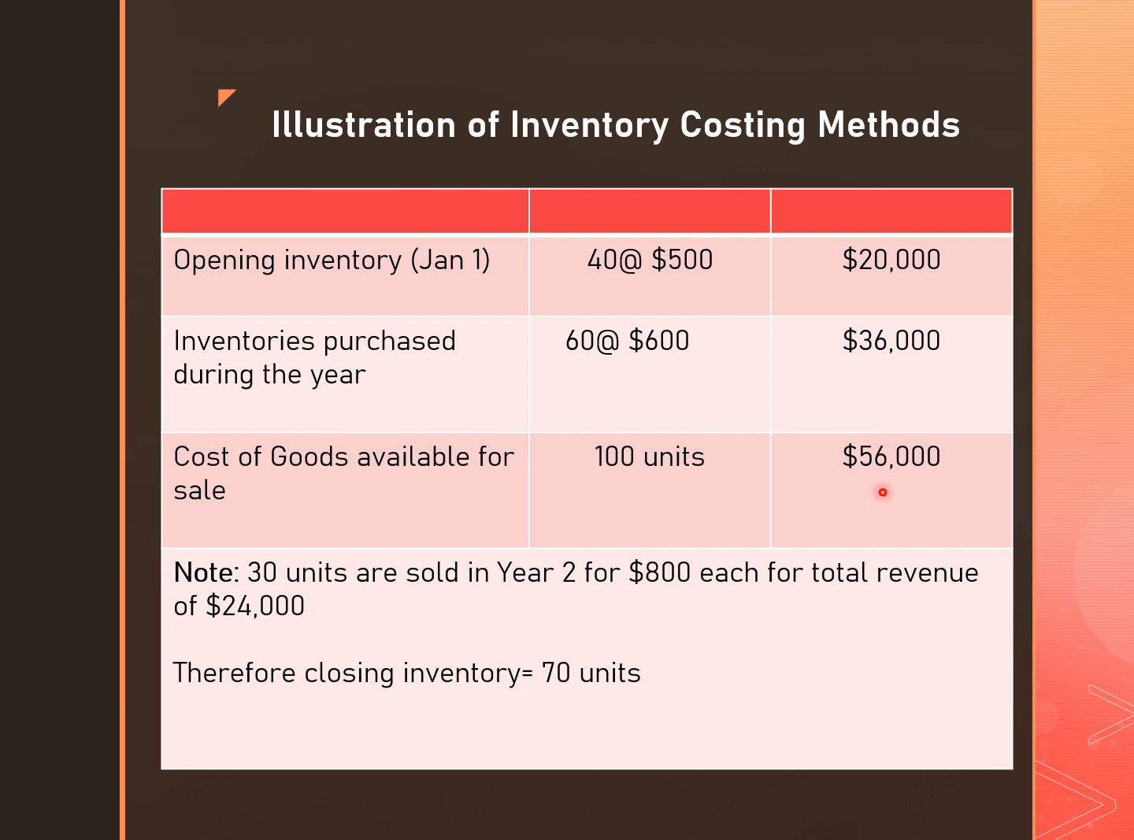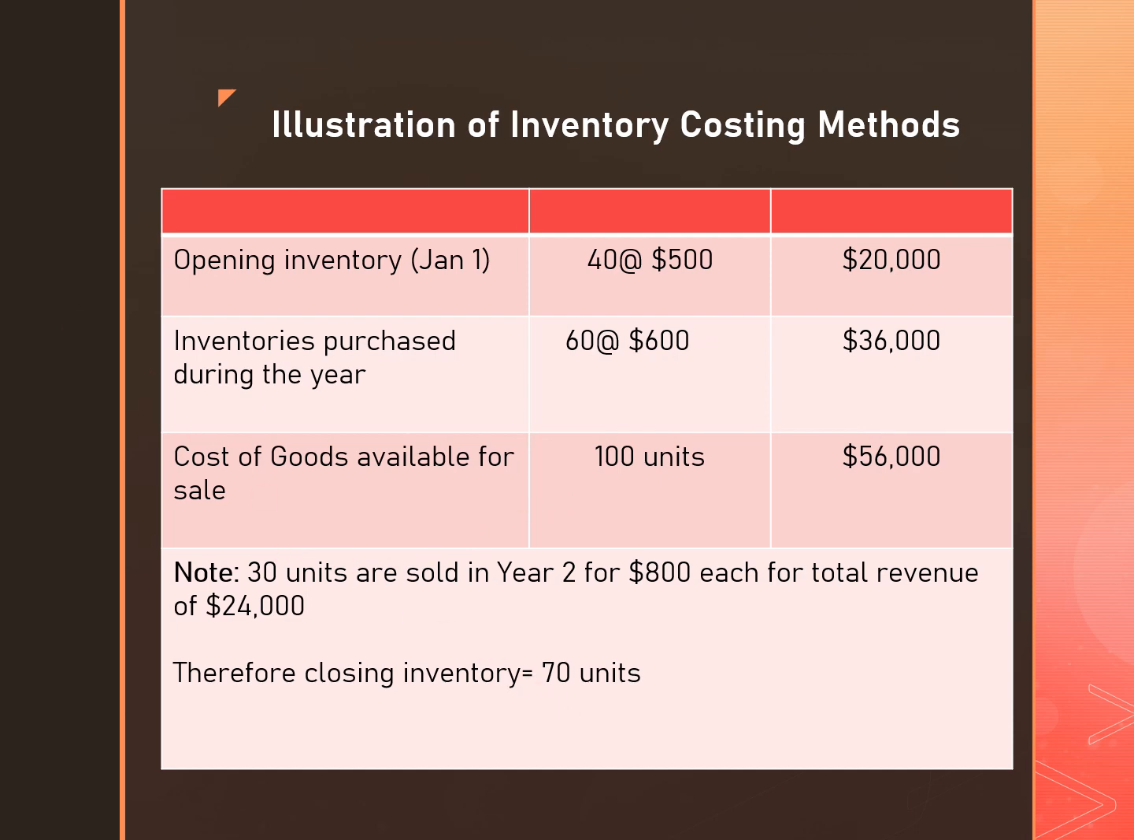So, total ni adalah 20 campur 36. Dapat 56. So, note dekat sini dia kata dia jual 30 units are sold in year 2 for 800 each for the total revenue of 24,000. So, dia jual 30 unit dengan nilai 800 satu unit. So, dapatlah 24,000. So, therefore, you tahulah closing inventory dia ada 70 unit. Because asal-asal dia 40, dia baru beli 60, lepas tu ada 100. Dia jual 30, tinggallah 70.